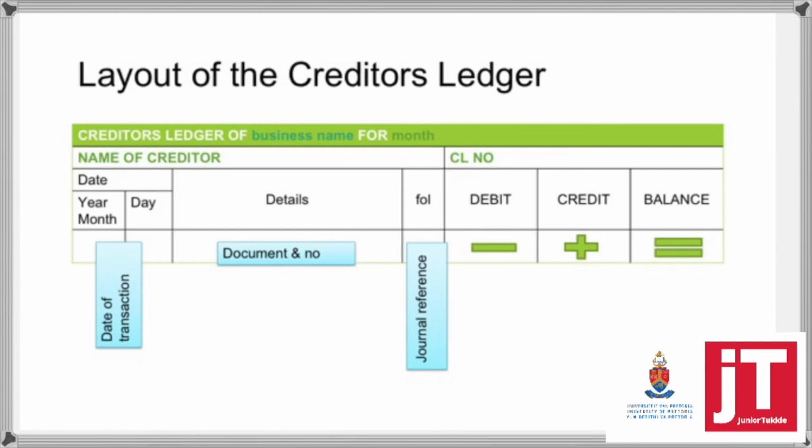Now, when we work with the creditors ledger, we work with current liabilities. So debit is minus and credit is plus, and the balance is the final total. And the balance column is always a rollover total. So in other words, from one line to the next, it must change with each transaction. And then your date of the transaction is filled in as year, month, day. Your details is always your document and the number of it. The folio is the journal's reference.